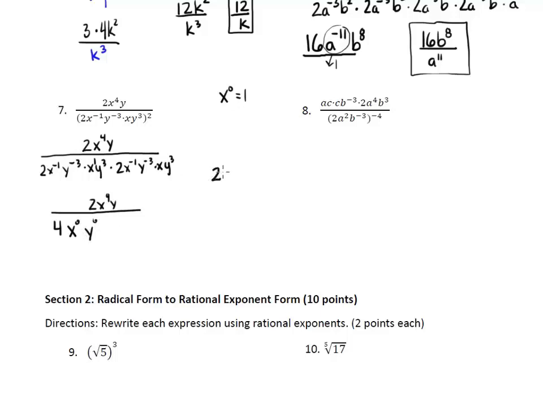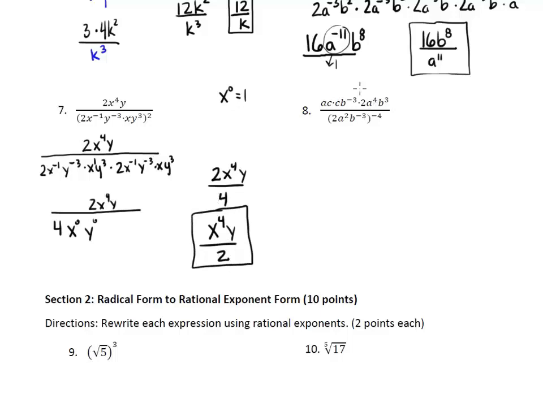So I have 2x to the 4th y over 4 times 1 times 1, which is 4. I can simplify the 2 and the 4 to make 1 over 2. So it's 1x to the 4th y over 2. That's our final answer for 7.